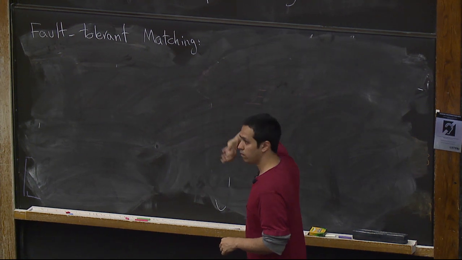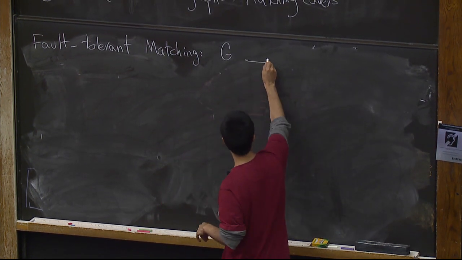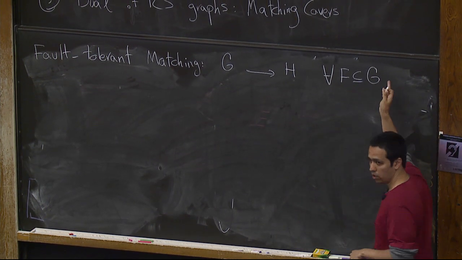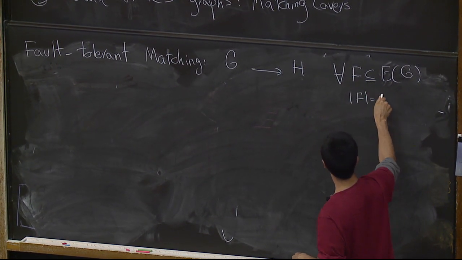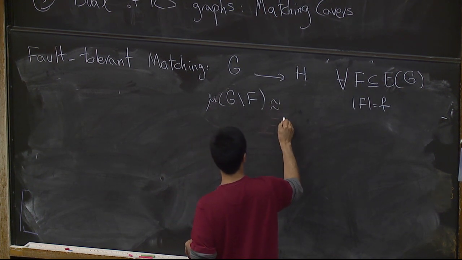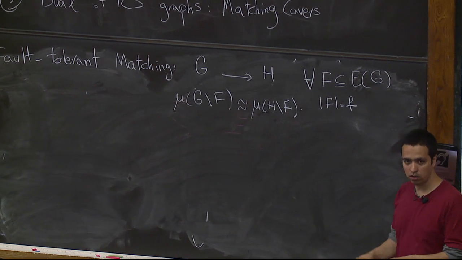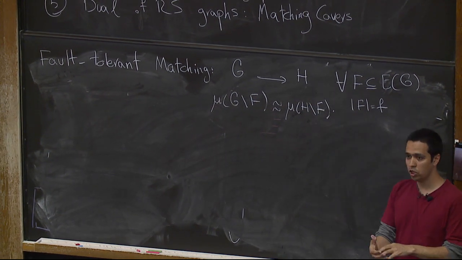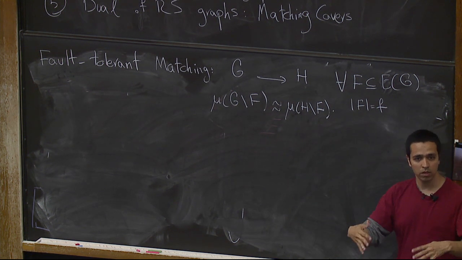Okay, so let's talk about fault-tolerant matching. You've seen the definition; let me do it very quickly again. You have a graph G. You want to pick H such that for all F subset of E of G, the edges of G, with cardinality of F equal to F, mu of G minus F is roughly the same as mu of H minus F. Mu is the maximum matching size. So take your graph, pick some subgraph H, such that whenever I delete up to F edges, from G or H, the size of the matching remains roughly the same.